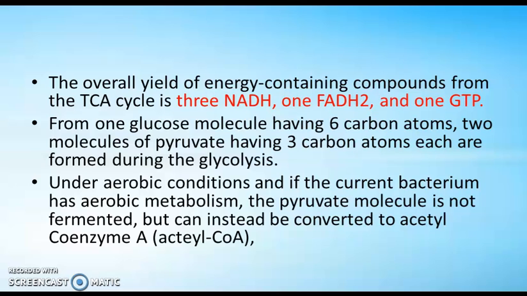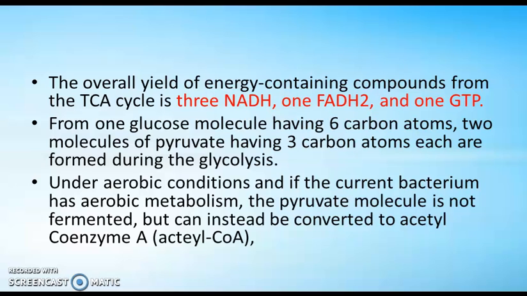The overall energy yield from the TCA cycle is 3 NADH, 1 FADH2 and 1 GTP. From one glucose molecule having 6 carbon atoms, 2 molecules of pyruvate having 3 carbon atoms each are formed during glycolysis. In the last part we discussed glycolysis.